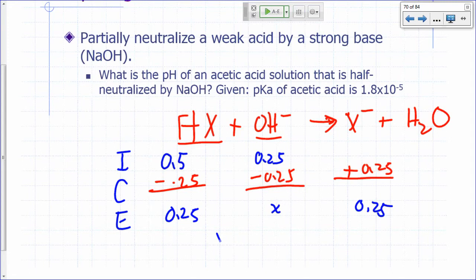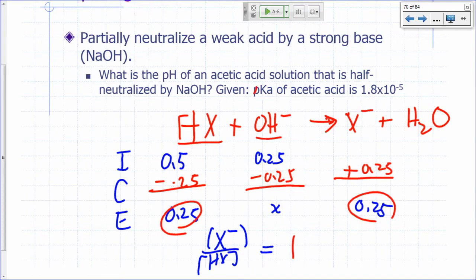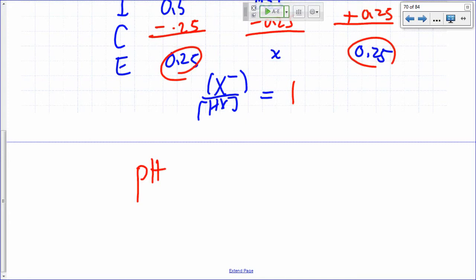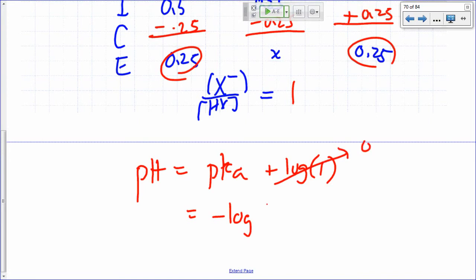So if it's half neutralized, what's the X minus to HX ratio in this case? 0.25 over 0.25 is equal to 1. This is the Ka, by the way, not pKa. Make that correction. So what is the pH going to be? If the ratio is 1:1, pH is just going to be pKa, right? So pKa plus log of the ratio, which is 1. And what is pKa? Negative log of Ka, which is 1.8 times 10 to the negative 5. So that's going to be 4.74. I gave you that pKa value earlier, right? Correct? Okay.